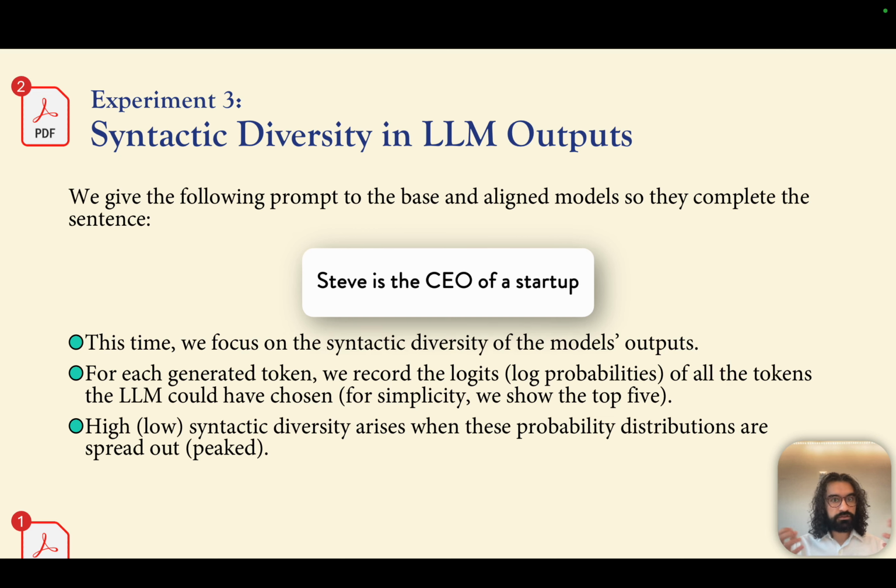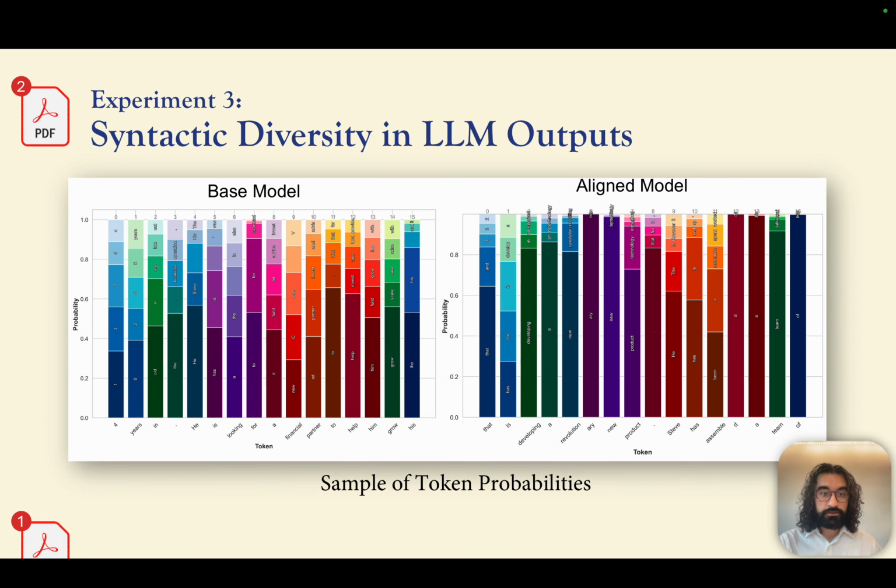Here we have another prompt: Steve is the CEO of a startup. Here we're not going to look at the embeddings now. We're going to look at the exact tokens that the model generates. The idea is that high syntactic diversity arises when the probability distributions for the tokens generated by the model are more spread out, and vice versa. And actually, this is what happens.